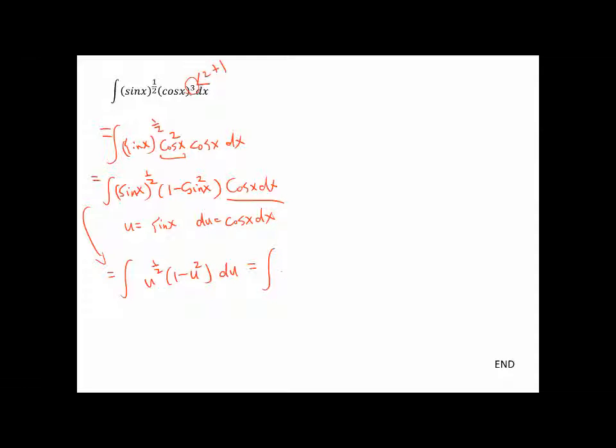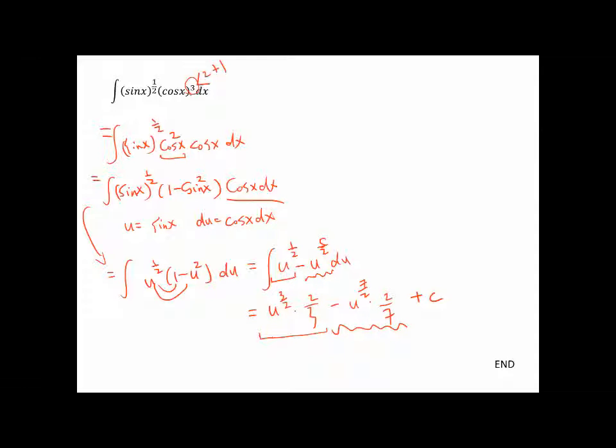So this equals u to the 1/2 minus u to the 5 over 2 du, right? You multiply this in, this is 2 plus 1/2, right? 5 over 2. Solve it. This is going to be u to the 3 over 2 times 2 over 3 minus u to the 7 over 2 times 2 over 7 plus c. For this part, you want to take the derivative of it, see if you can go back, right?